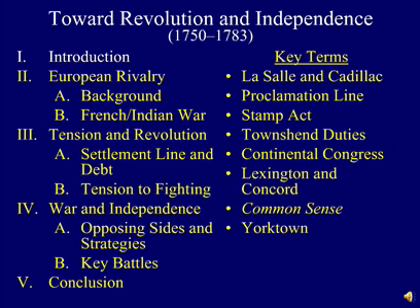Welcome to lecture number 6. Today we will explore the major causes of the American Revolution, which resulted in the independence of the United States in 1783.